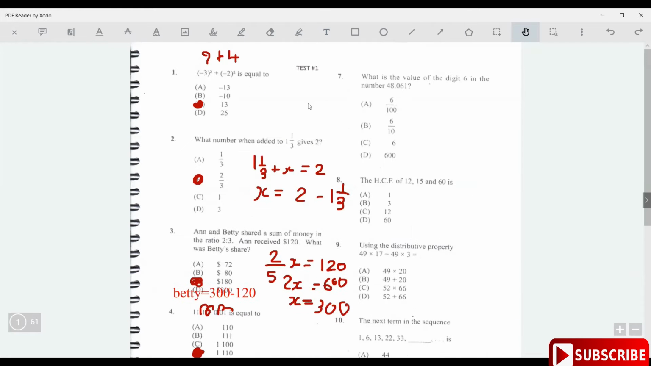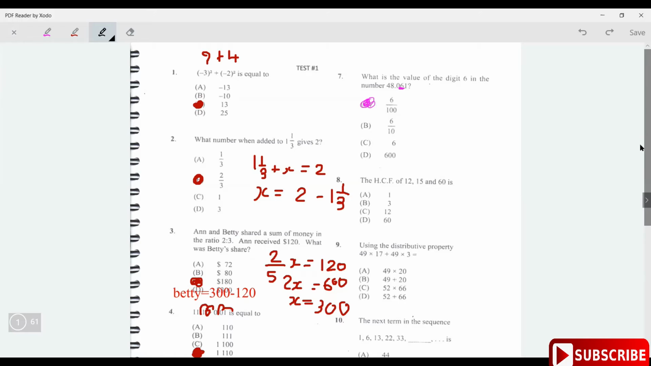Question 7. Question 7 says, what is the value of the digit 6 in the number 48.061? Now, as you can see, 0.06, the 6 right here is in the 100th column. So it's going to be 6 over 100, which is option A. Nice.